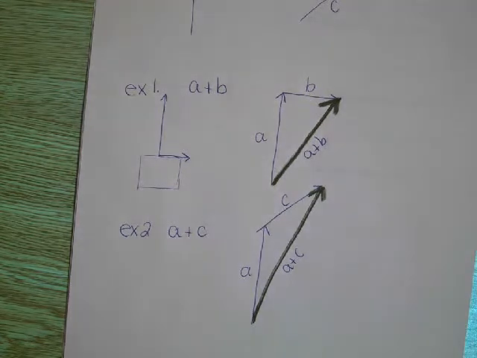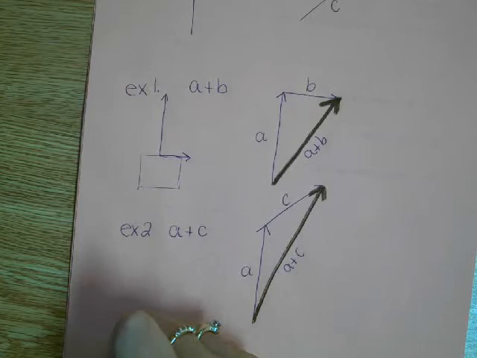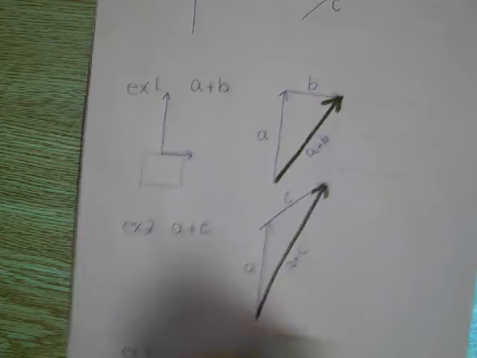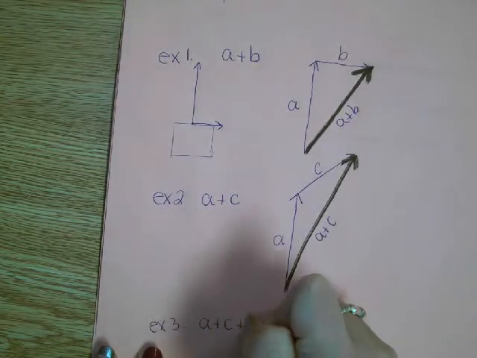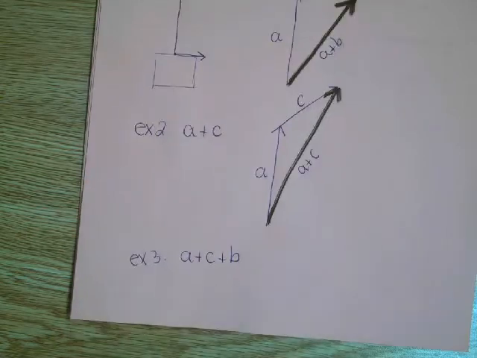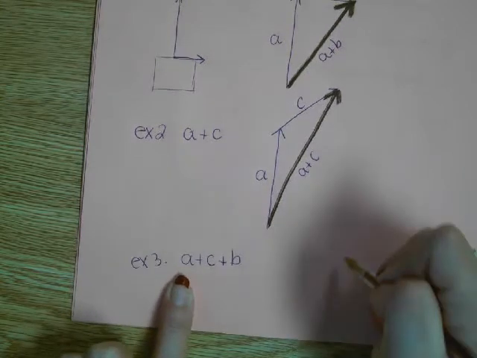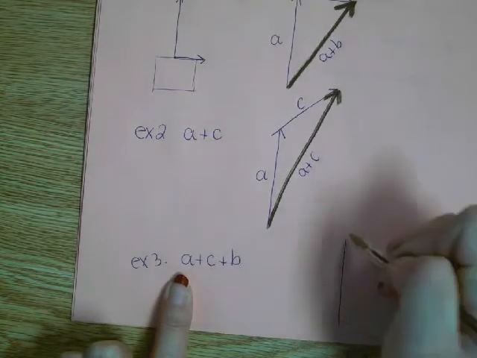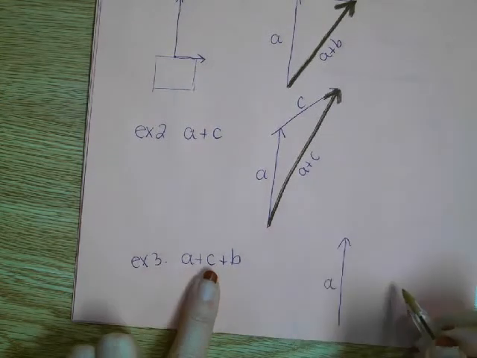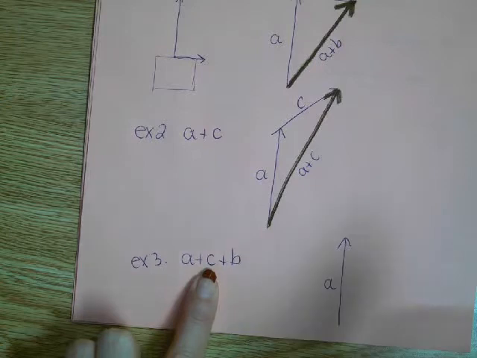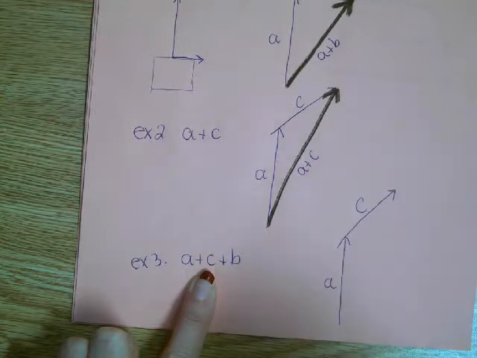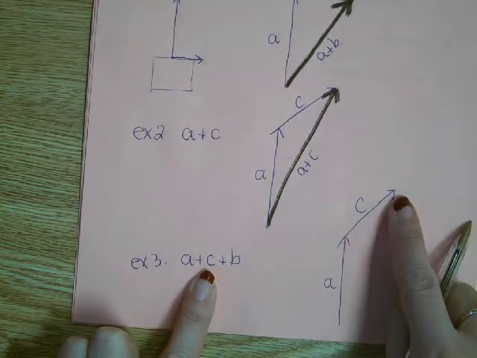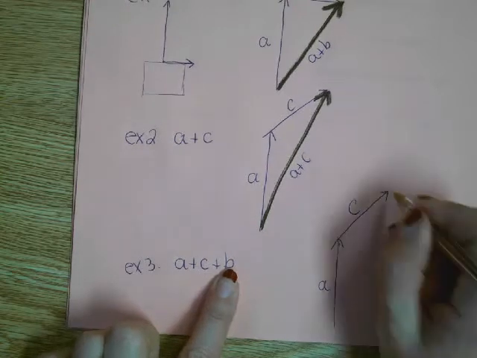Can all three of us pull this crate? Well, if there's 3 ropes on there, we can. So our last example, let's add A plus C plus B. So with 3 people working, head to tail. So we start with the first one, A. That's that due north one. At the arrowhead, I'm going to add on vector C, which is that angled one, 45-degree angle, about the same length as I've got up there. And then on the arrowhead of that one, I'm going to put B on. And B was this one going this way.